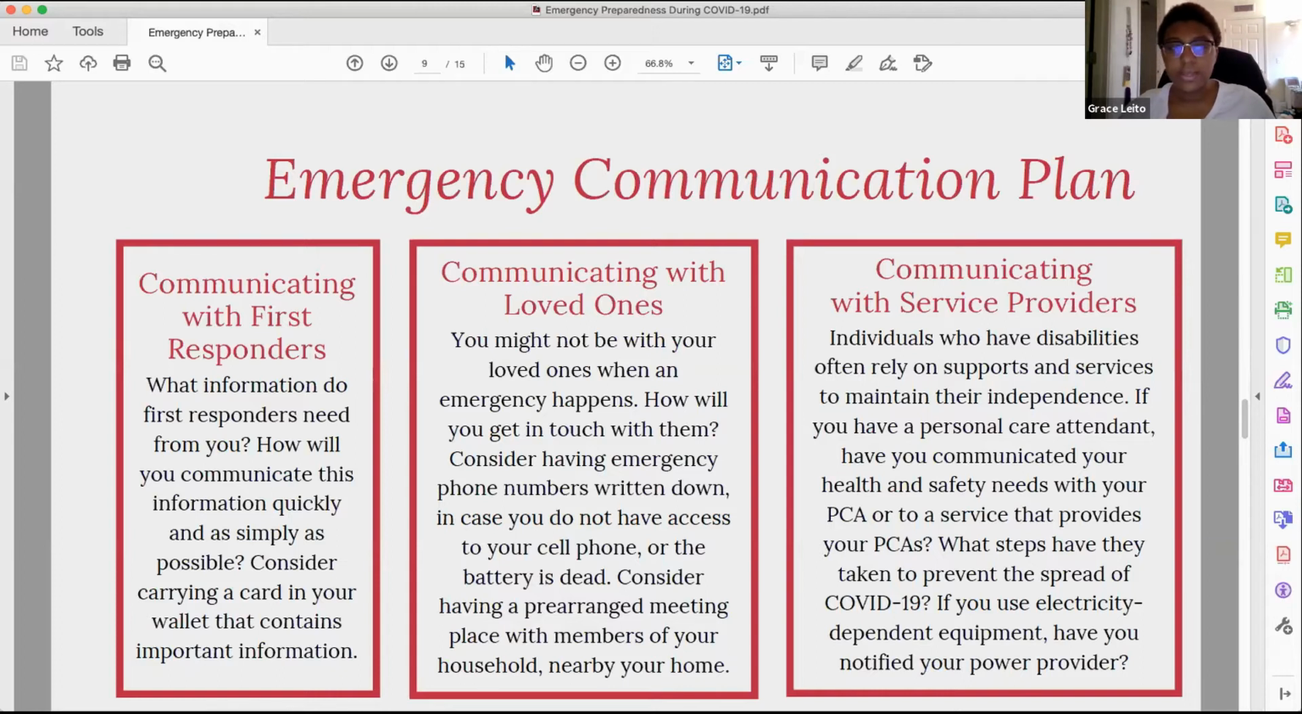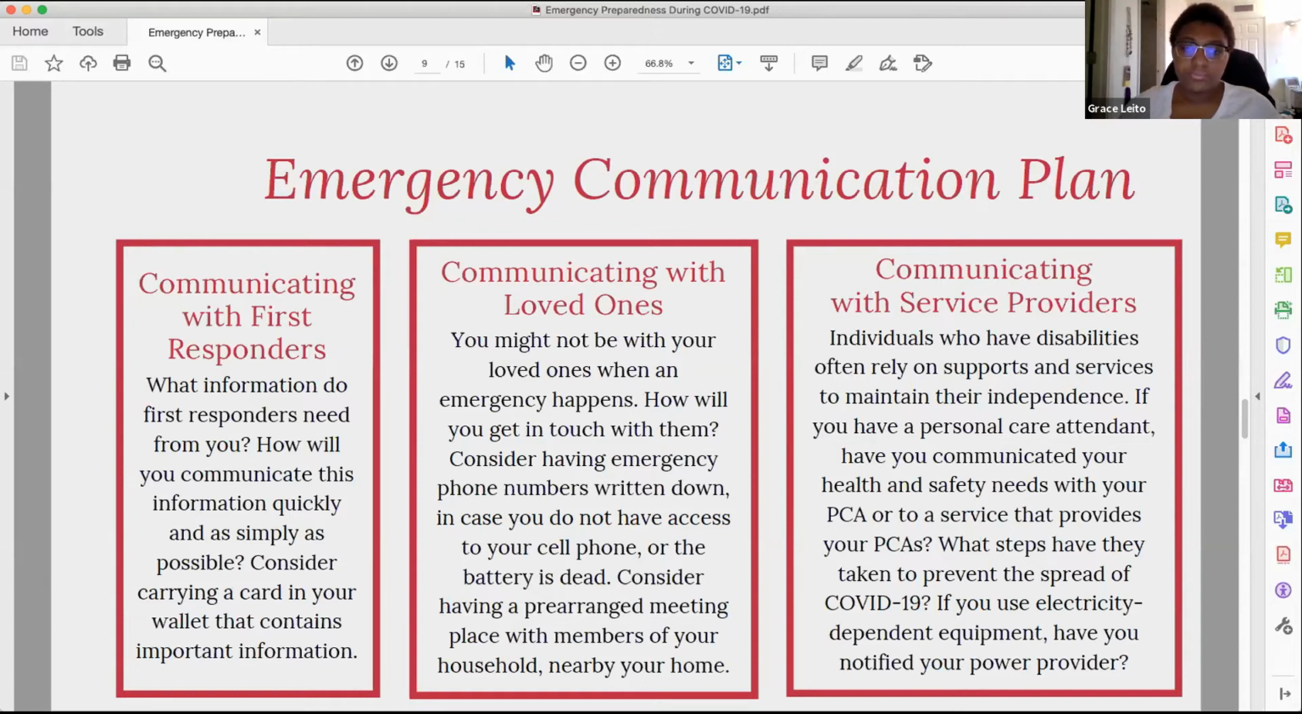A lot of the times people take advantage of the fact that they have all their phone numbers on their phone, but in a lot of cases you may lose your phone or you may not have access to your phone in emergency situations. So really, for the people that you need to contact in an emergency, you should have those numbers written down or even memorized, just so you can get a hold of them if you need to.